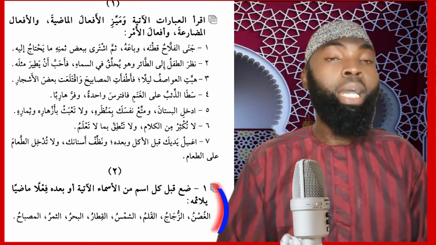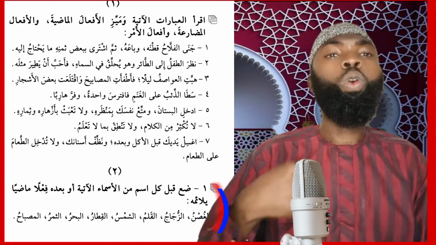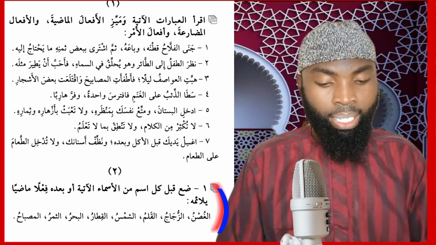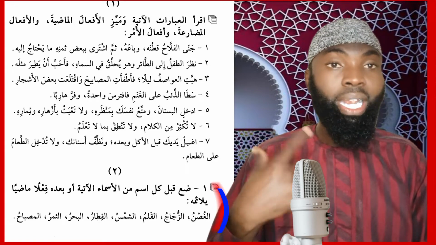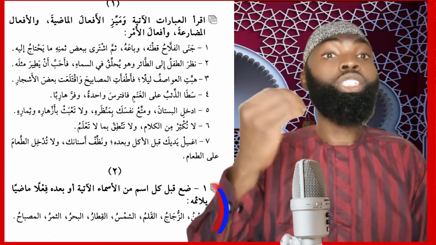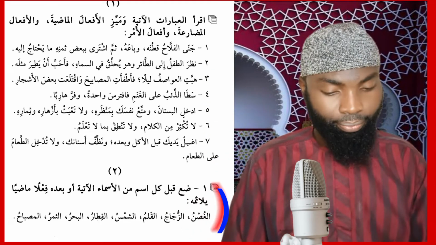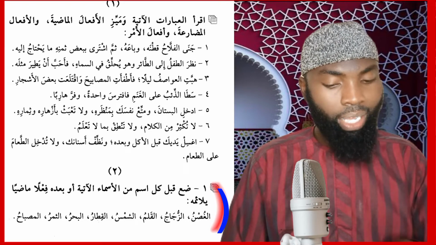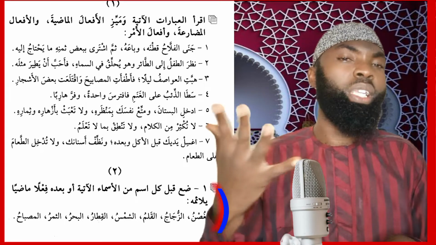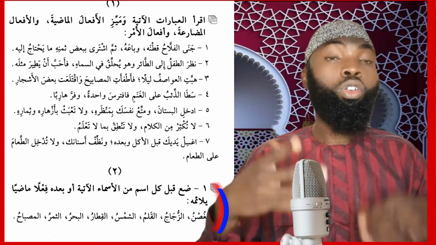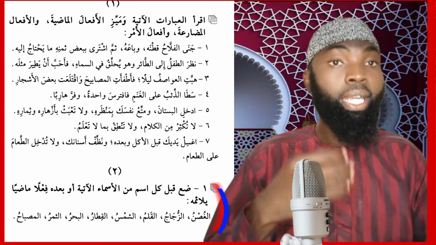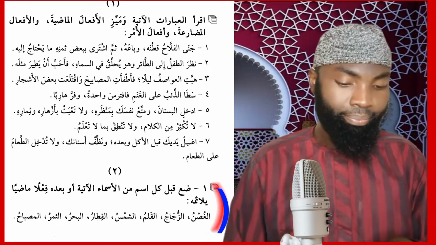Then we have al-qalamu, which means the pen. I can say wajadtu al-qalama. I found the pen. Wajadtu, I found. Ash-shamsu, the sun. We can simply say tala ash-shamsu. The sun rose. Then we also have al-qitaru, which means the train. I can say rakibtu al-qitara. I rode or I boarded the train. Past tense.